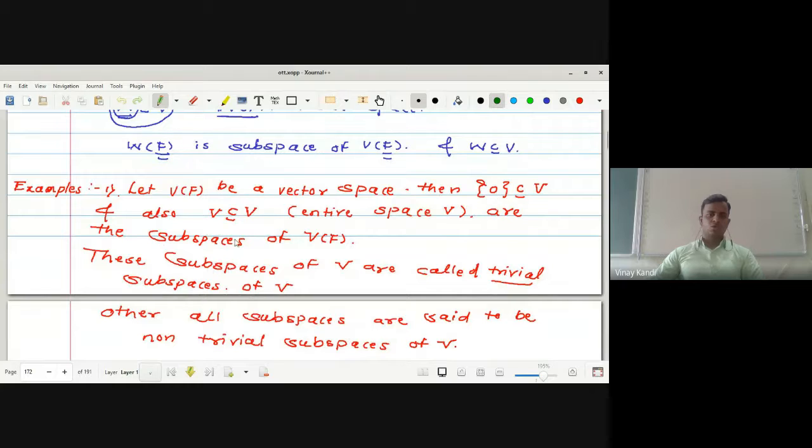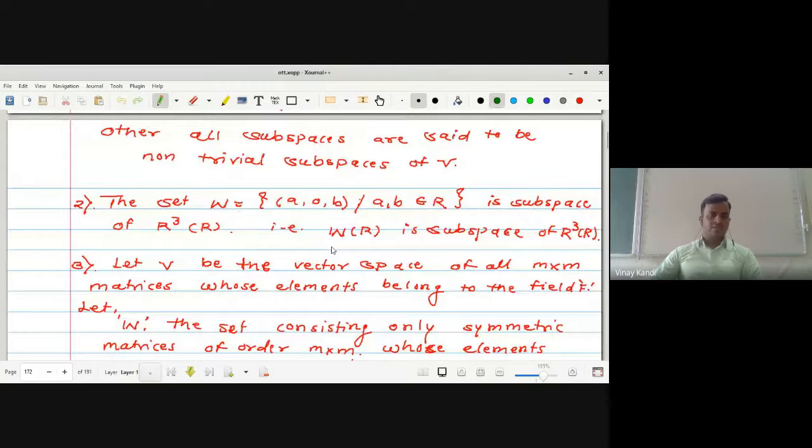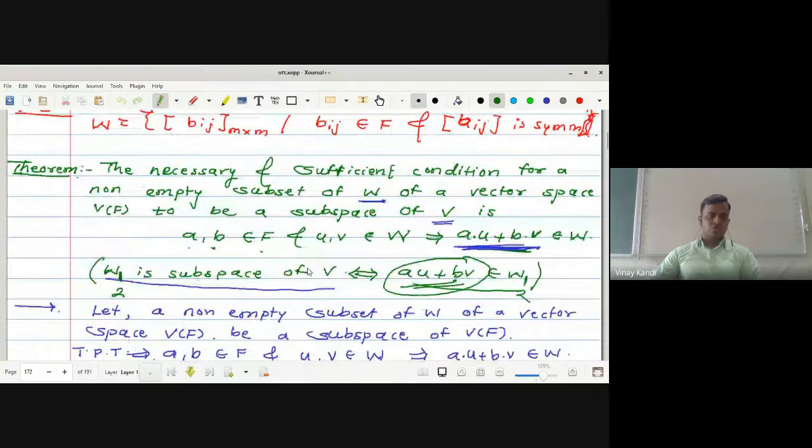The zero space and the whole space V are subspaces of V over F. The second example: if W equals {(a, 0, b)}, where a and b belong to R, then W over R is a subspace of R3 over R. Also, we saw the necessary and sufficient condition for a non-empty subset W of a vector space V over F to be a subspace of V: if a and b belong to F and u and v belong to W, then au plus bv belongs to W. If this condition holds, then W is a subspace of V.